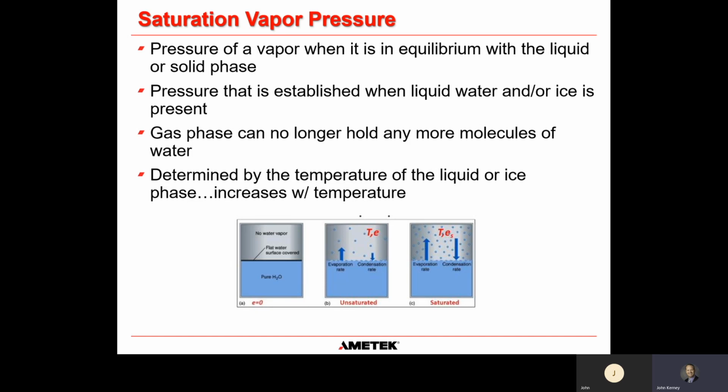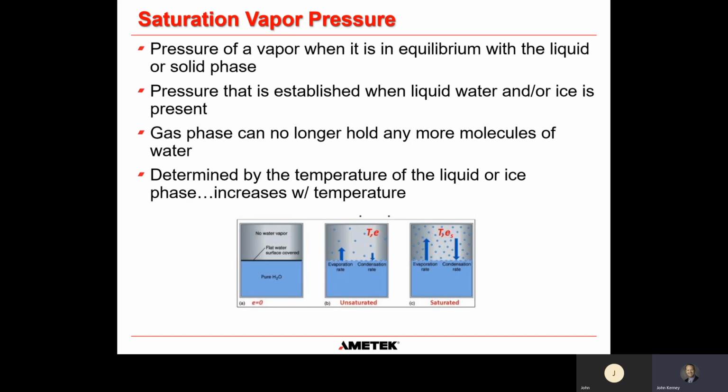The other term we want to touch on is saturation vapor pressure. This is basically the pressure that's established when liquid water or ice is present and the gas cannot hold any more water molecules in it. If you look at the graphic on the bottom, as you move from left to right, you get closer and closer to saturation, ultimately to saturation in the picture on the far right. When we're at saturation, the evaporation rate and the condensation rate are equal.